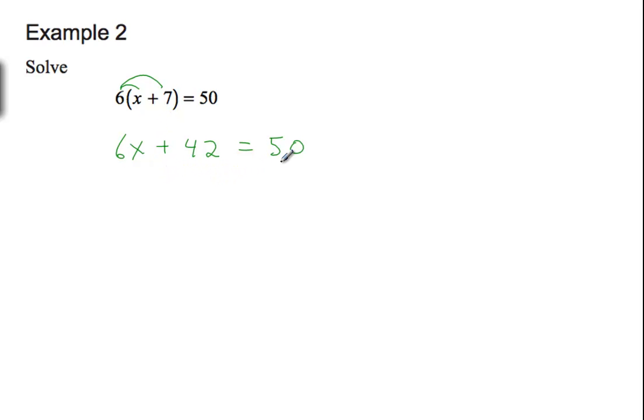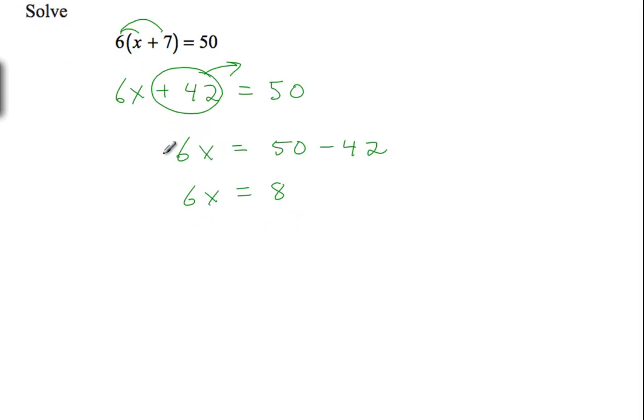So here's where you can use either method that you're more comfortable with. I'm just going to go ahead and use the second one that I showed. This is positive 42, but I want to put it on the other side because I only want x's on the left side. So to get rid of this positive 42, I'm just going to move it over here and make it negative 42. So I'll get 6x equals 50 minus 42. Now 50 minus 42 is 8. So I've got 6x equals 8.